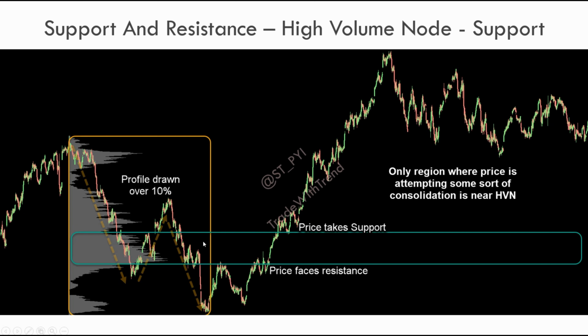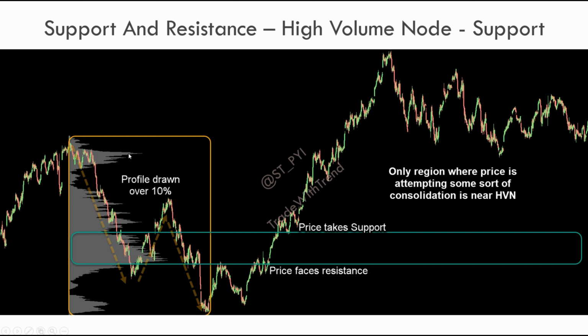In this initial phase, this HVN that I've marked out in green was acting as a resistance, but once the price broke out, this HVN started acting as support, because look at the price rotation here. And then look at how swiftly price has moved away from this high volume node to this high volume node. Look at the vertical rise. I hope my point is clear, and you can clearly see why it's worth exploring even this method when it comes to support and resistance.